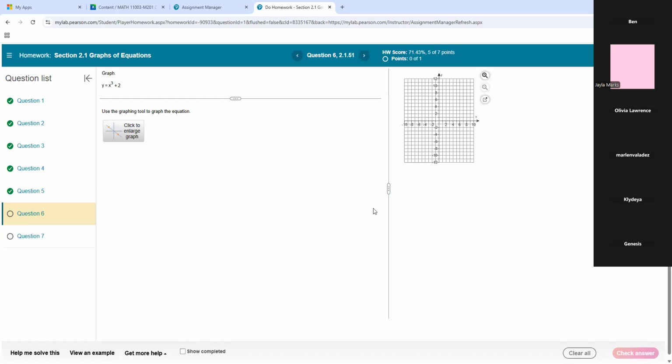All right, y'all, what's next? Oh, y equals x cubed plus 2.